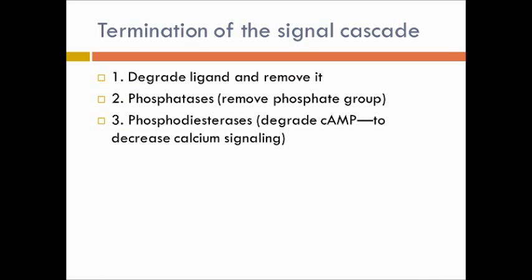There's three main ways to terminate a signal cascade. If you degrade the ligand and remove it, you no longer have that stimulus present for the receptor. Phosphatases are the opposite of kinases, so instead of phosphorylating something, they will dephosphorylate something to remove the amplification of that pathway. And also phosphodiesterases, they degrade cAMP, so this will decrease your calcium signaling.